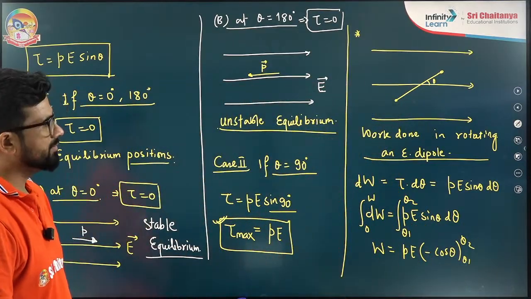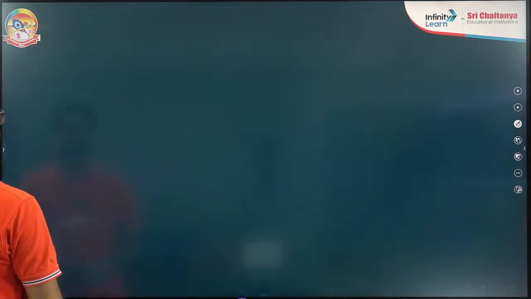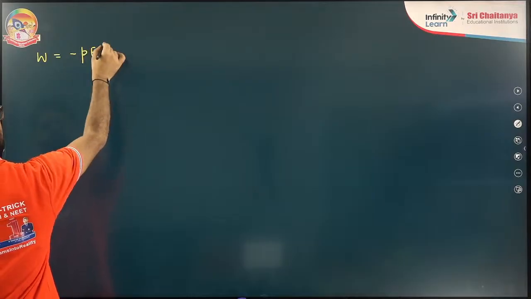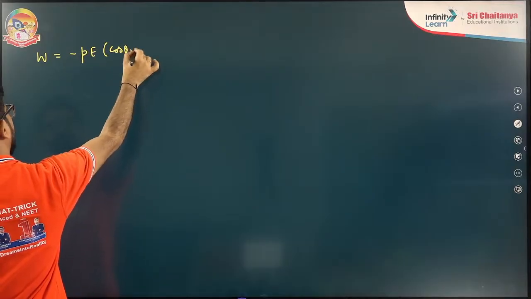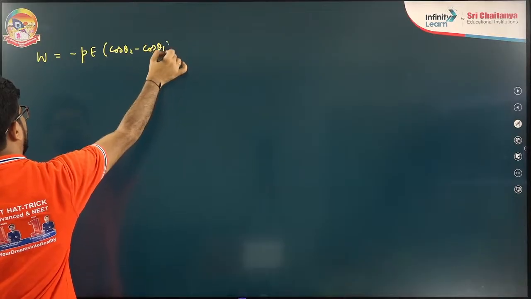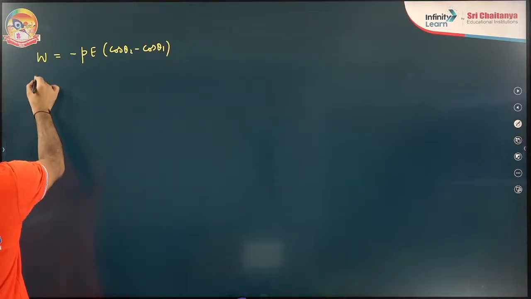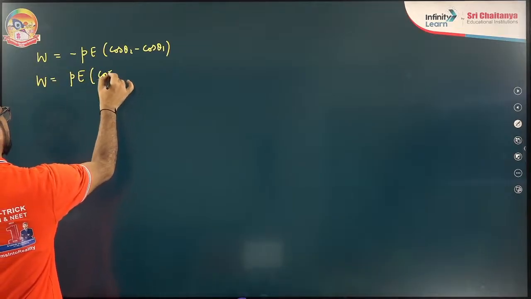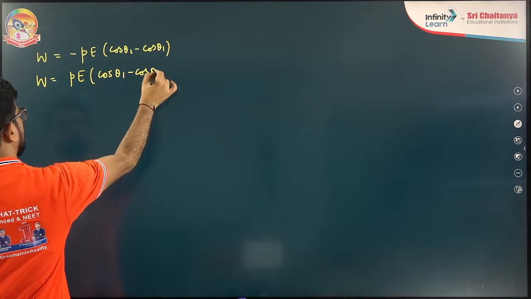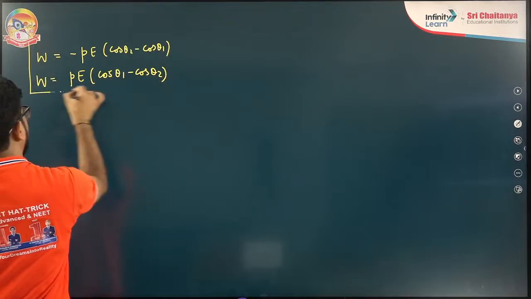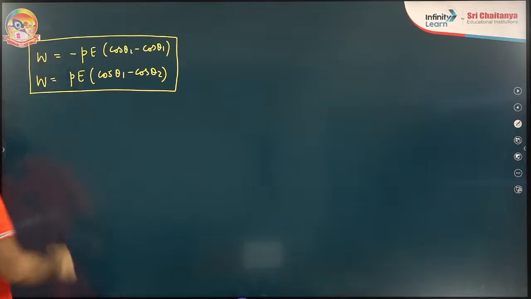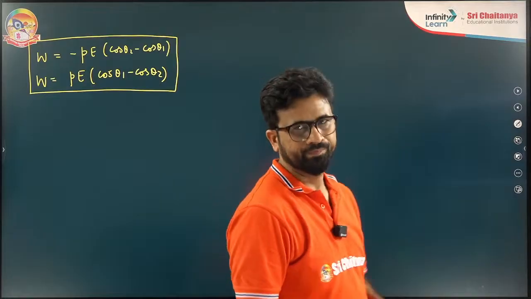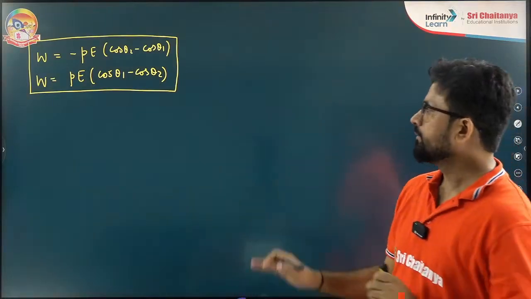Directly, the work done is equal to minus sign outside, pE into cos theta 2 minus cos theta 1, these are the limits we are putting. Or you can say work done is equal to pE into cos theta 1 minus cos theta 2. That's the very simple case. To rotate an electric dipole in an external uniform field, this is the work done you have to do from theta 1 to theta 2.